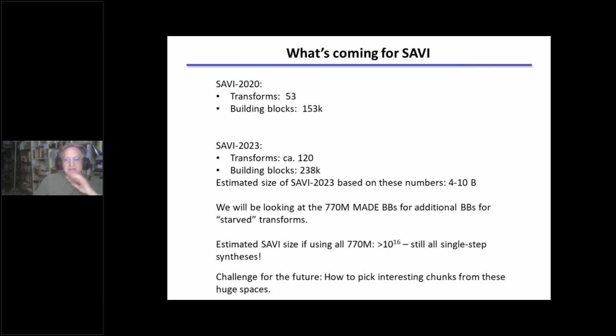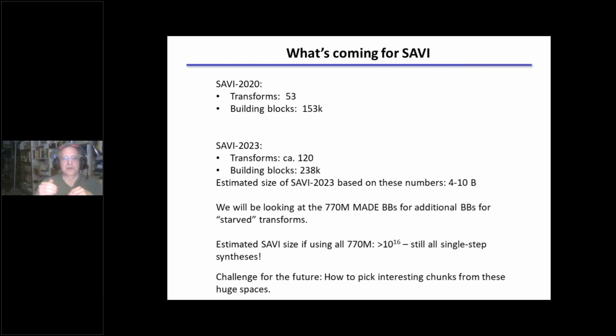Now, there's also this exciting MADE building block set from Chemspace, 770 million. I think by now it's already 800 plus million. It grows by 10 million per week or something like that. So Yurii can say more about it. Some transforms don't have many matching reactants, so we call them starved transforms. And it is certainly really interesting for us to look at this MADE building block set for the so-called starved transforms and to fill them up.